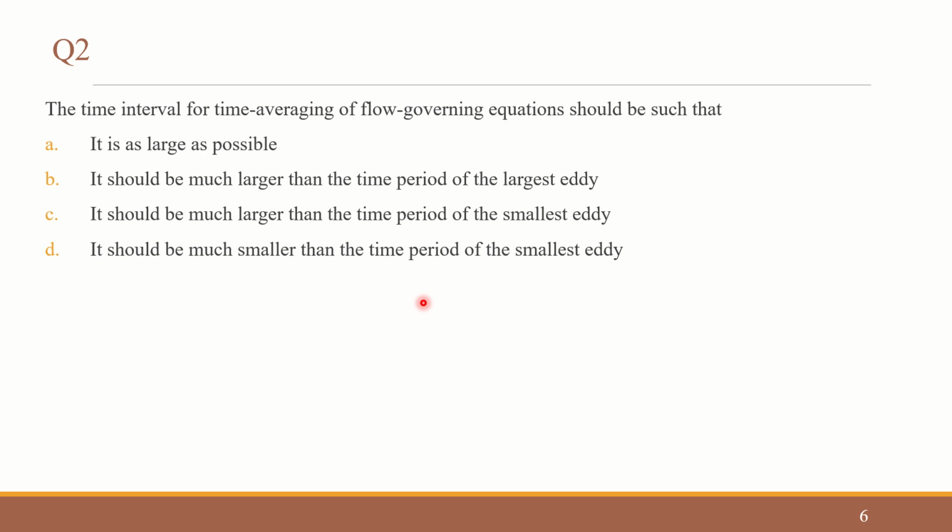Again, it should be smaller than the time period of the smallest eddy. If it is smaller than the time period of the smallest eddy, it would not even capture information regarding the smallest eddy. So option D is false. So the answer is option B. That is, it should be much larger than the time period of the largest eddy. Option B is the right answer.